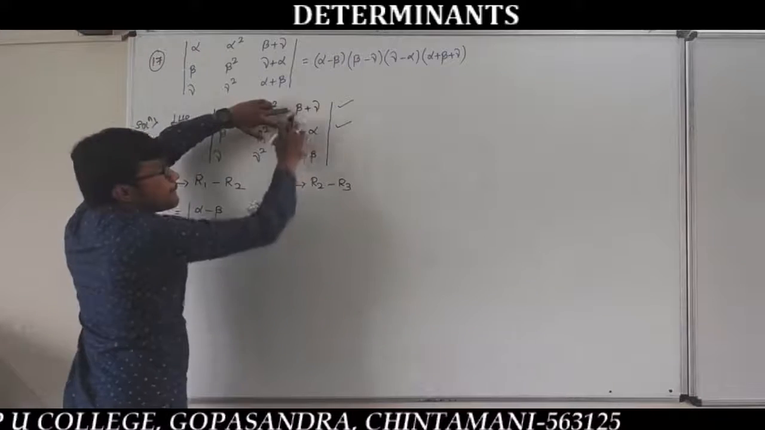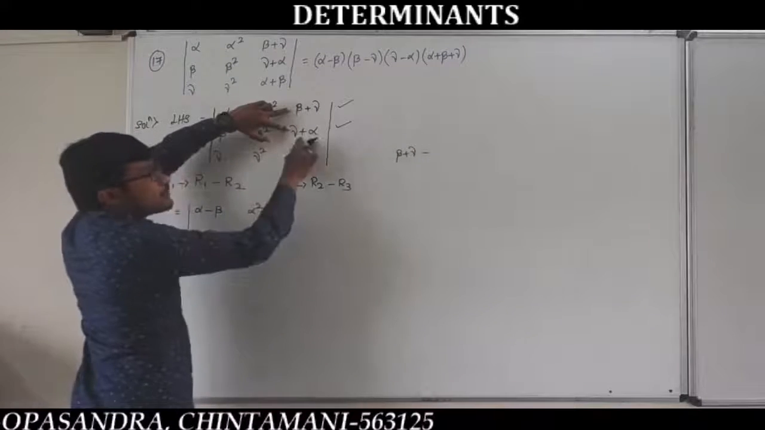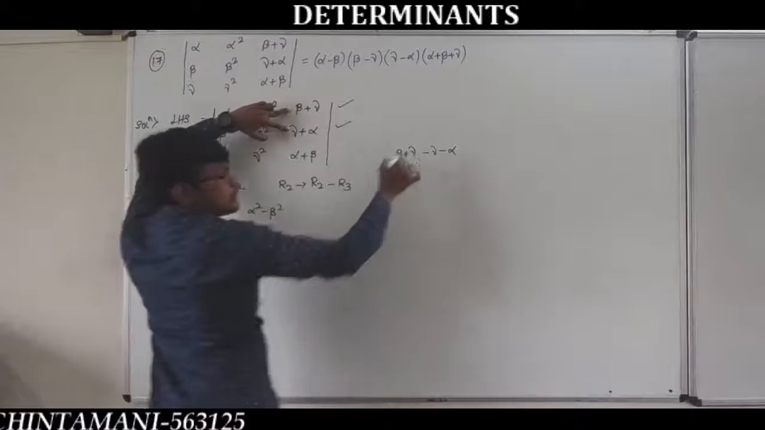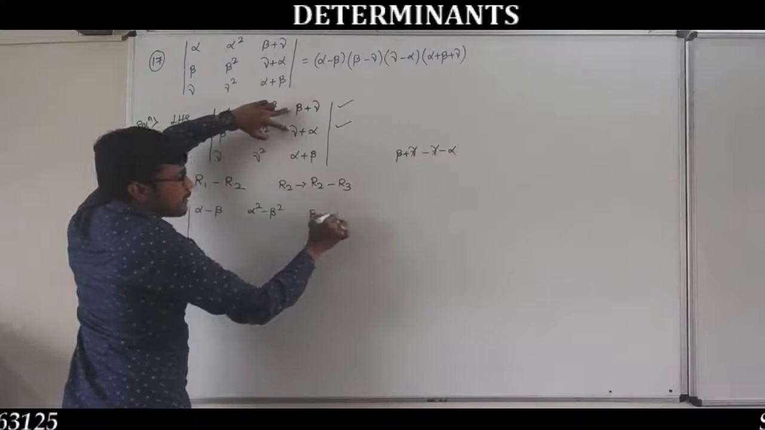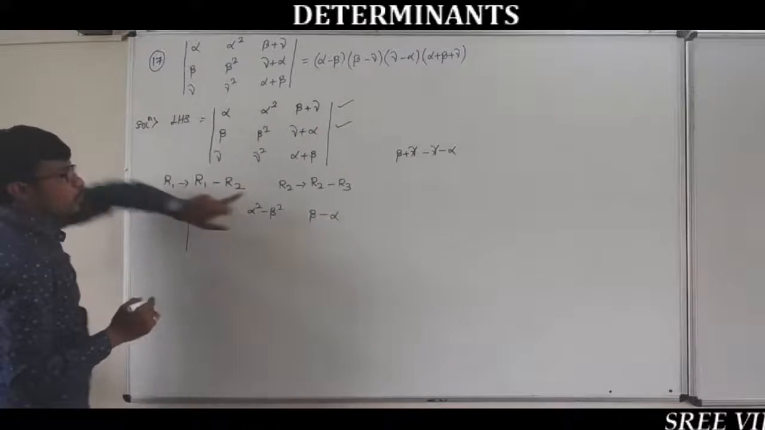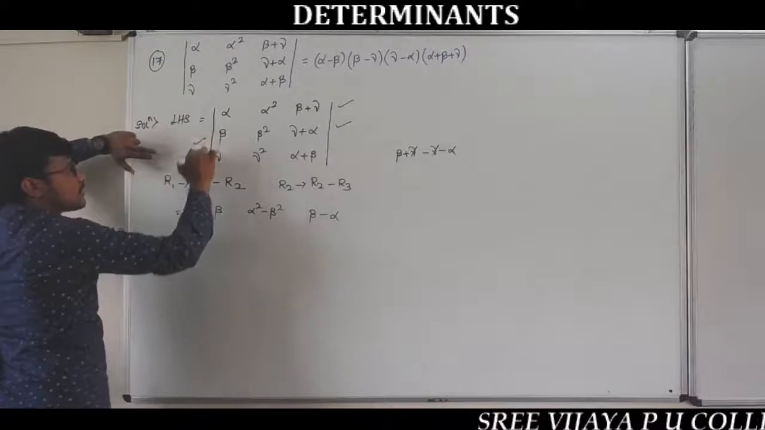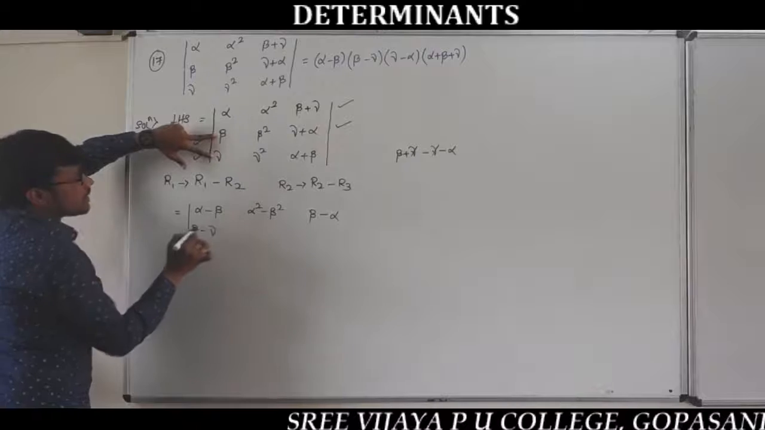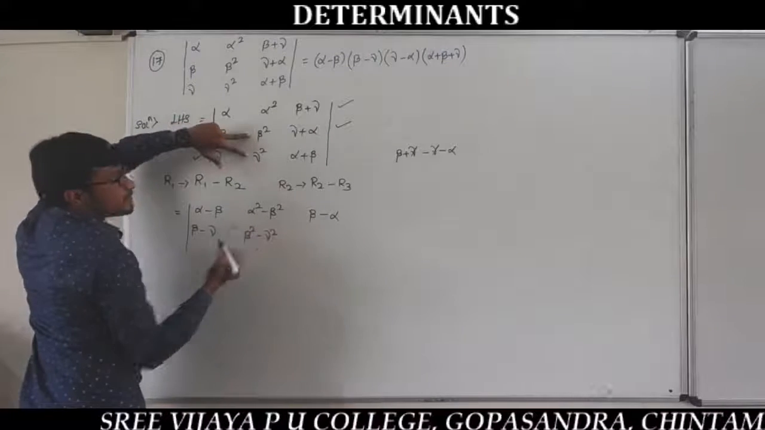So next, beta plus gamma minus of these two, right? So for those two, minus will apply. Minus gamma minus alpha. Gamma minus gamma gets cancelled. What's remaining? So beta minus alpha. Okay. Now R2 changes to R2 minus R3. So these two rows. So this row and this row, right? So this minus this. Beta minus gamma. So this minus this. Beta square minus gamma square.